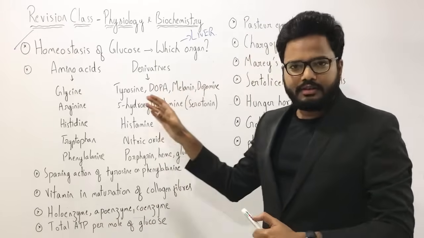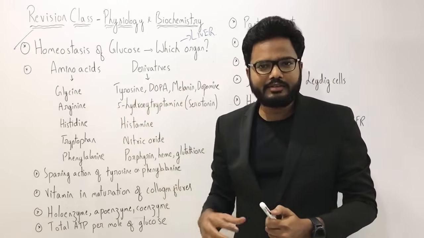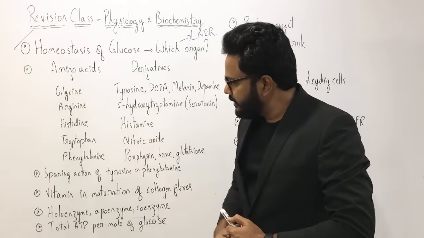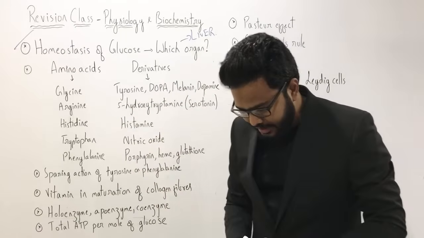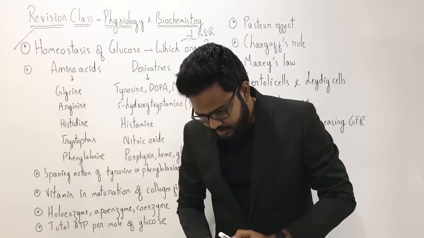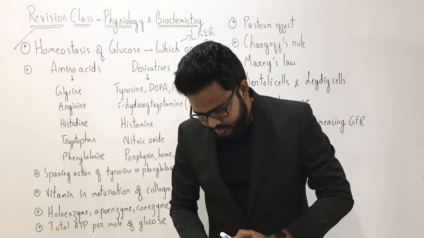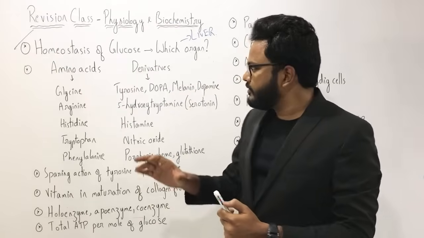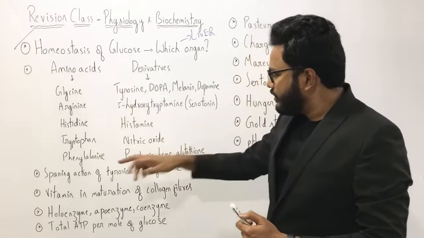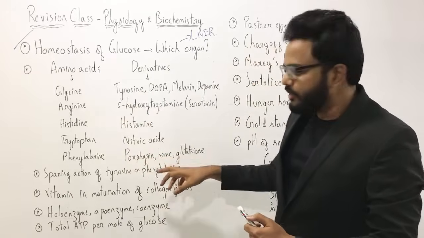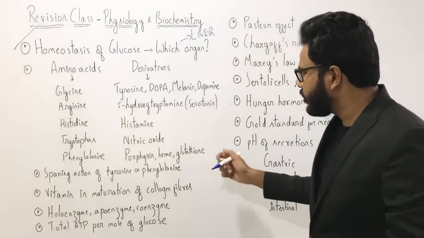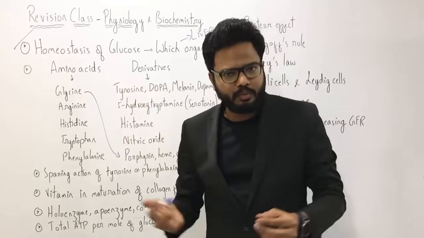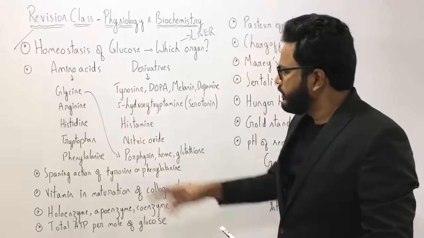So these are not matching here, so all you need to do is identify the right derivative. Glycine, arginine, histidine, tryptophan, phenylalanine. Good? See, it's very simple. Glycine: the following are the derivatives: porphyrin, heme, glutathione. Consider this very important. Do make a note of it simultaneously.